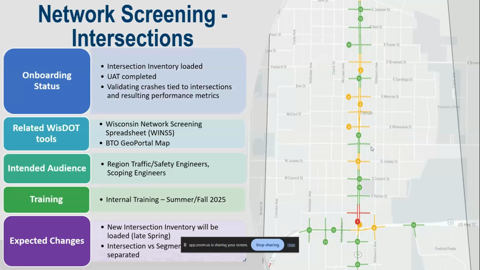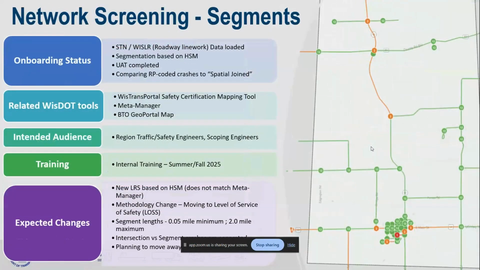We're hoping to roll both the intersections and the segments piece out this summer, maybe into the fall. So that's what we're really working on right now, is getting this up and running, making sure that we're understanding it, that it's doing everything that we need to from a screening perspective, and then getting our safety engineers and other users trained on how to best use this.